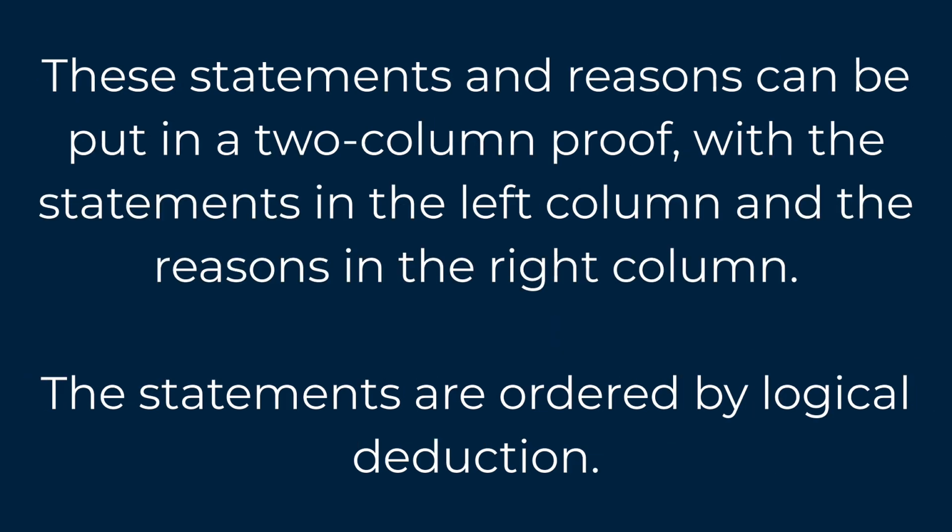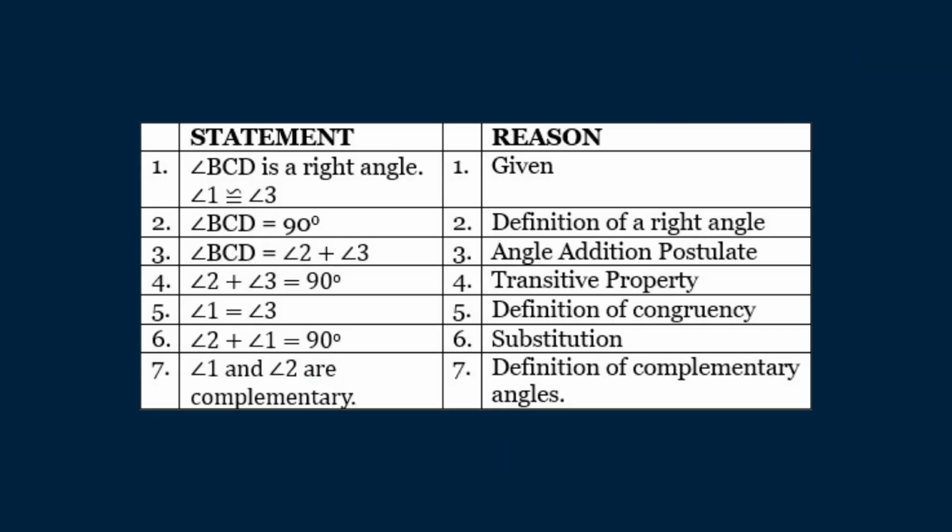These statements and reasons can be put in a logical order in a two-column proof, with the statements in the left column and the reasons in the right column. So here's an example of a two-column proof. Now, I want you to look at the reasons column.